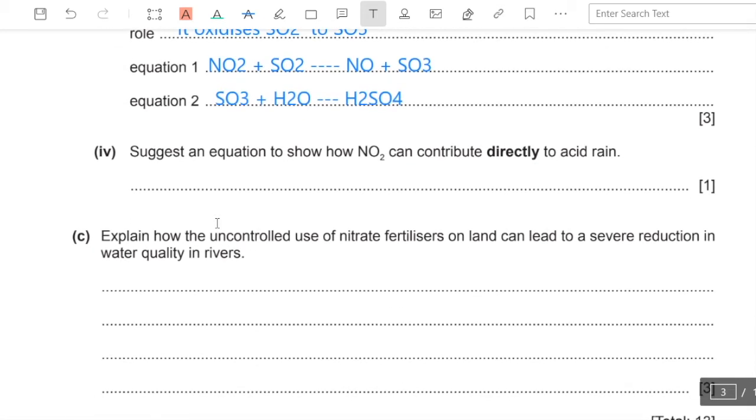4. Suggest an equation to show how nitrogen dioxide can contribute directly to acid rain. So now we don't want it to act as a catalyst to convert sulfur dioxide to sulfur trioxide, which would have initially caused acid rain, but now we want the oxide itself to contribute to acid rain. That can happen according to the following equation: nitrogen dioxide reacts with rainwater in the presence of oxygen to form nitric acid.